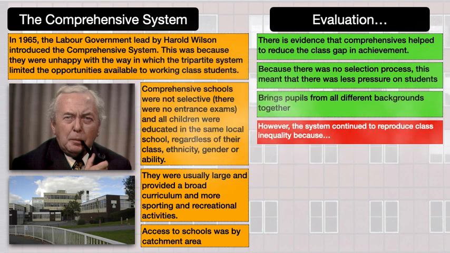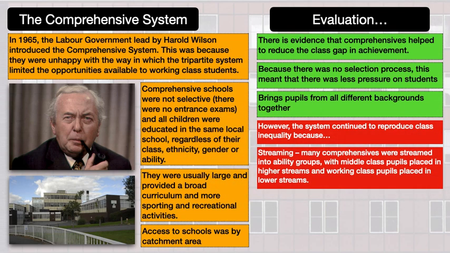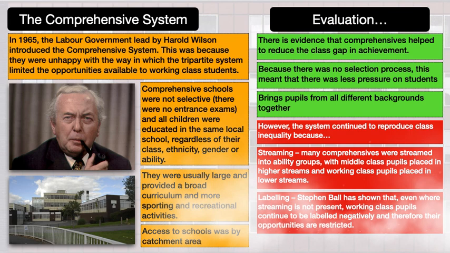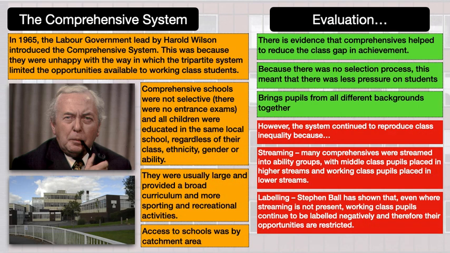However, the system did continue to reproduce class inequality because of a few factors, which included streaming. Many comprehensives were streamed into ability groups, and therefore the middle classes ended up being placed in the higher streams, and the working class pupils were placed in those lower streams. There was also labelling. Stephen Ball, the writer, has shown that even where streaming is not present, working class pupils continue to be labelled negatively, and therefore their opportunities are restricted. And ultimately, these things increased inequality, despite the efforts to try and reduce it.